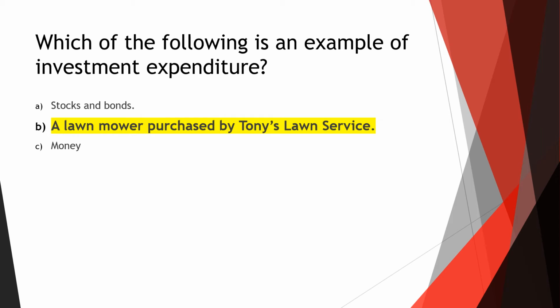Investment expenditures are the final goods and services produced for businesses. Therefore, the correct answer to this question is a lawnmower purchased by Tony's Lawn Service. Investment expenditures are physical capital or machines and equipment used in the production of other goods. Stocks, bonds, and money are financial assets and represent a means of payment, not final goods and services produced.